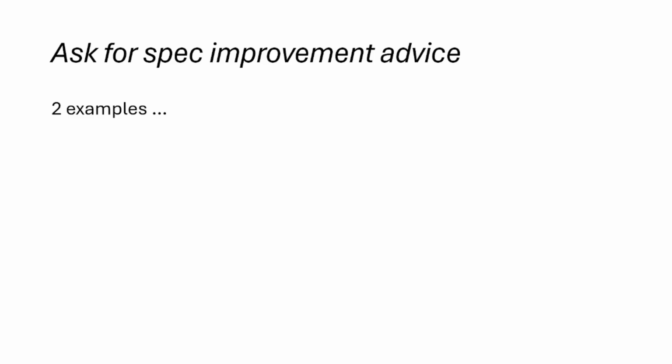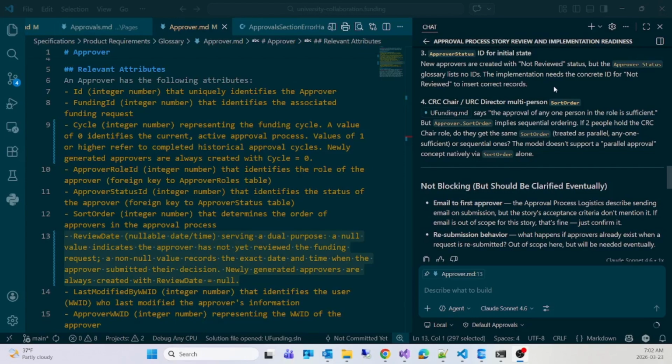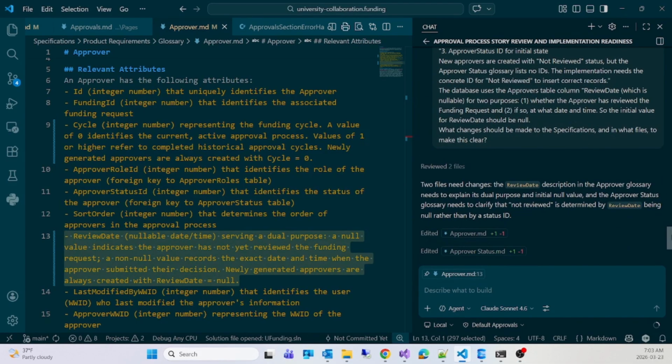Now I'll give you two examples of how AI can help you improve the spec. Here I'm using Claude to help me get the specification right. I had asked it to review a story about the approval process of something, and it came up with 4 blocking issues and a couple of non-blocking ones. I addressed the third one here, so go quickly there.